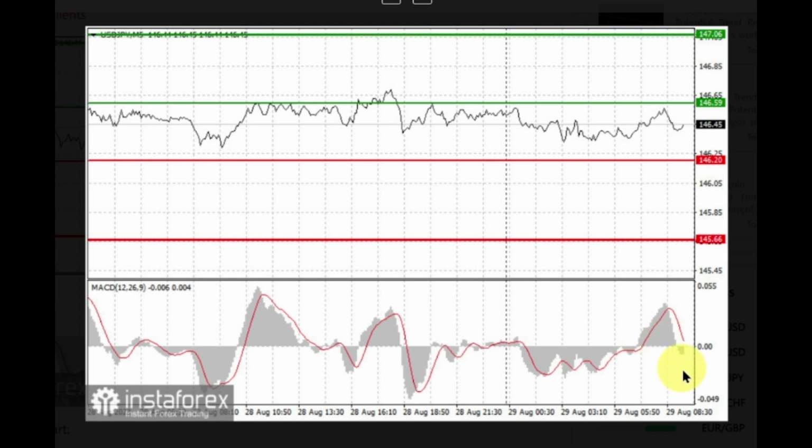Also consider selling USDJPY after two consecutive price tests of 146.59, but the MACD line should be in the overbought area, as only by that will the market reverse to 146.20 and 145.66.